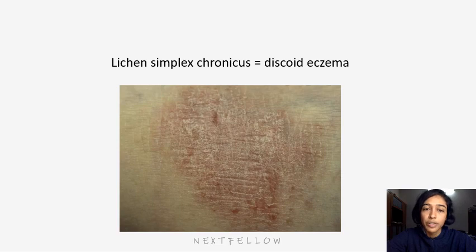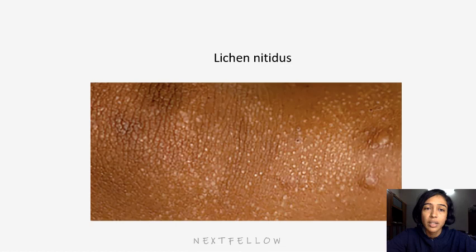This is just a photo of a discoid eczema. And this is lichen nitidus, which is pinpoint papules, shiny papules. This is seen on the knees and elbows.